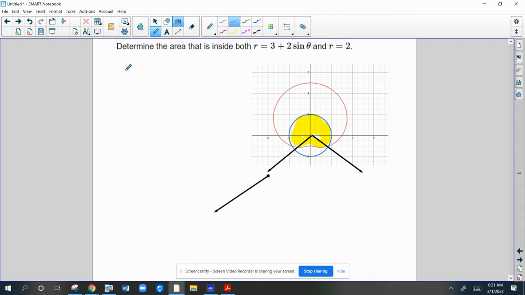So let's find out where these intersect. So set them equal to each other, as always. We're going to get 2 sine of theta equals -1, or sine theta equals -1/2. So the two angles would be theta equals, well, there's a lot of solutions, but we could go negative pi over 6 for the first one, right here, and then 7 pi over 6 for the second one.